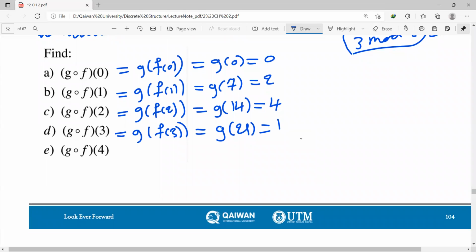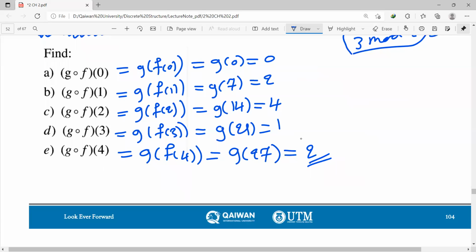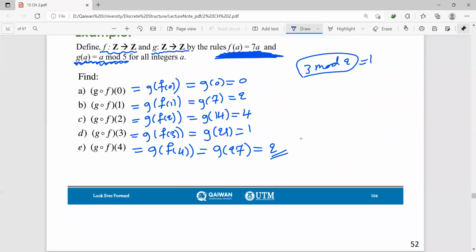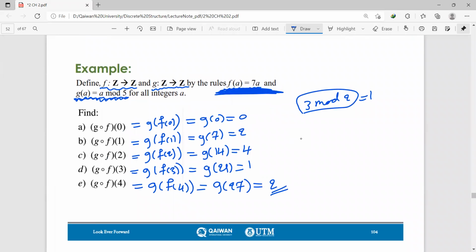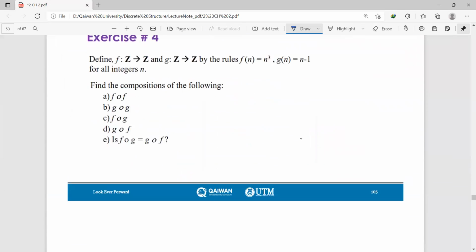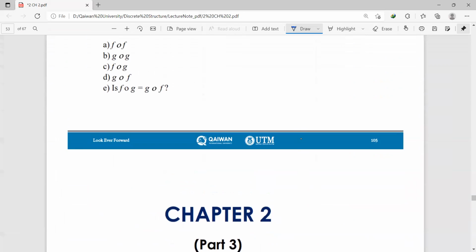And here we have g circle f of 4. It's g of f of 4. What's f of 4? It's 28, 4 times 7. It's g of 28. How about 28 mod 5? It is 3, since we can divide 28 by 5 and it remains 3. That's for this example. Do you have any question about this example? Okay, that's so easy. And here you have these examples for your students.